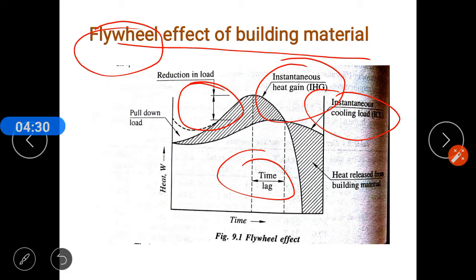The figure also shows the pull down load. The heat which is being stored and released till the equipment starts working again will be an additional load on the equipment. This is known as the pull down load. Therefore, the air conditioning equipment is started around 1 to 2 hours earlier. For example, you can take cinemas or theaters.